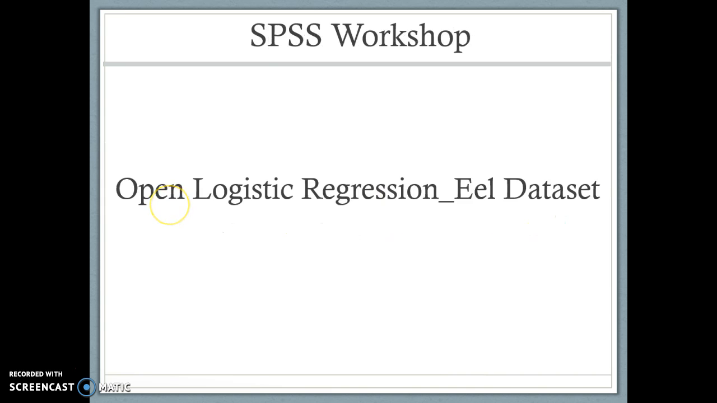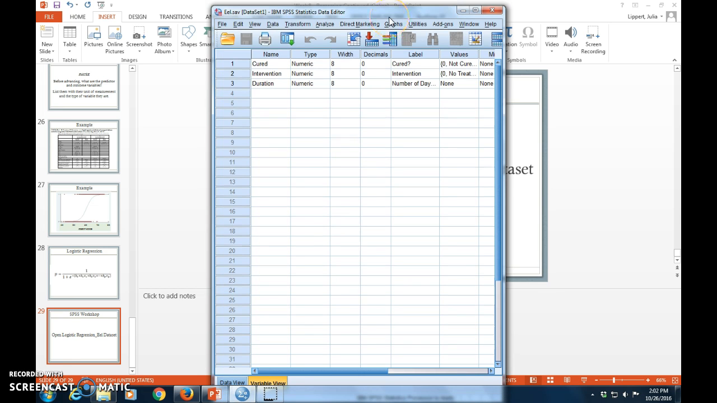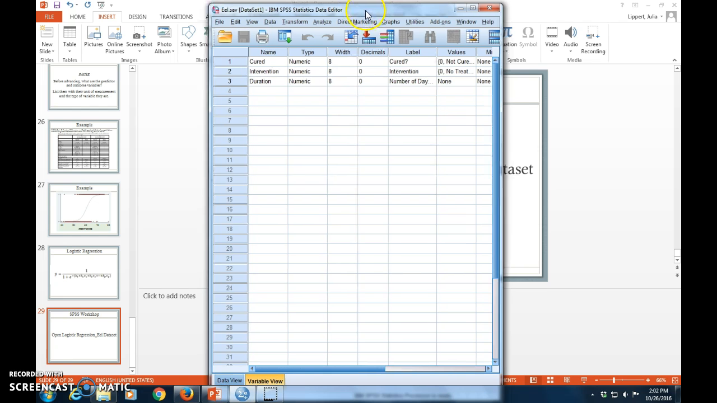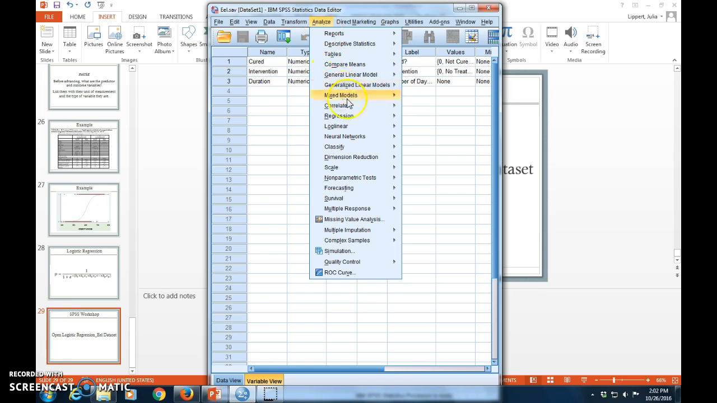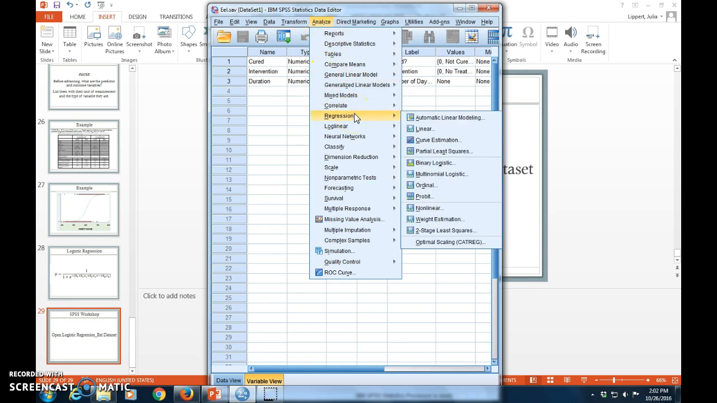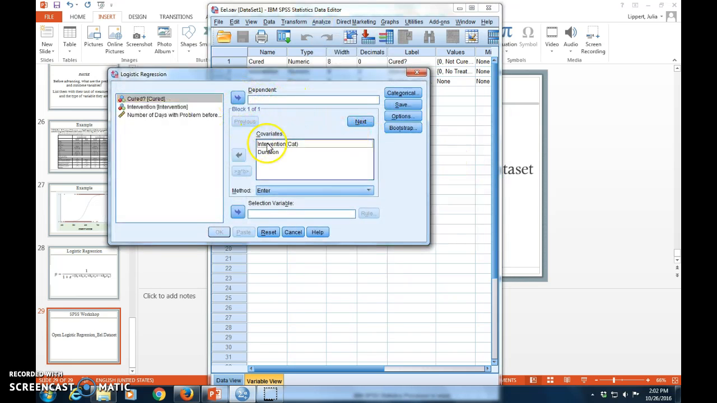So let's do another example. If you go to your D2L and open up the EEL document, the EEL regression, logistic regression, we're going to run logistic regression. So we go to our regression, analyze, regression, and then we go down to binary logistic. And so we put our dependent variable.